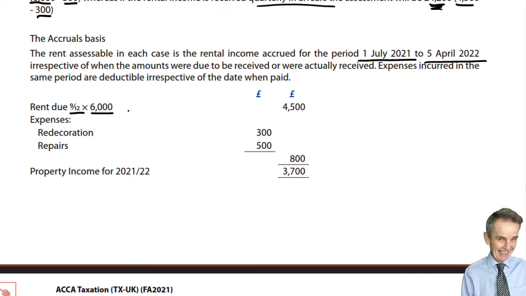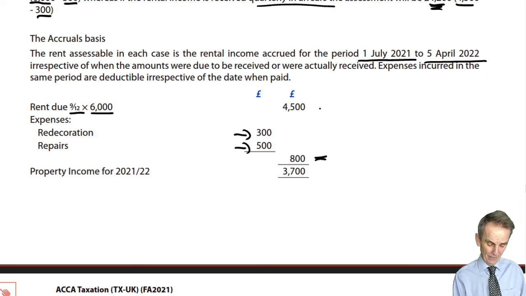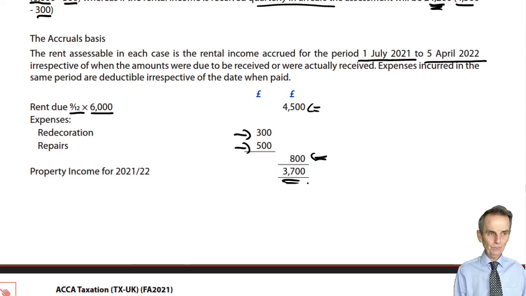Expenses incurred, that means both the redecoration cost of £300 and the repairs, because the work had been done in the 21/22 tax year. Therefore, giving you a total of £800, take it away from your £4,500, and you get your assessment of £3,700. Remember, again, without being instructed to follow the accruals basis, it will be the cash basis that you're looking at.